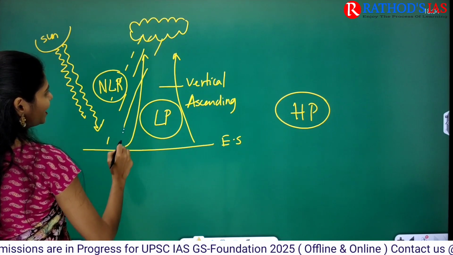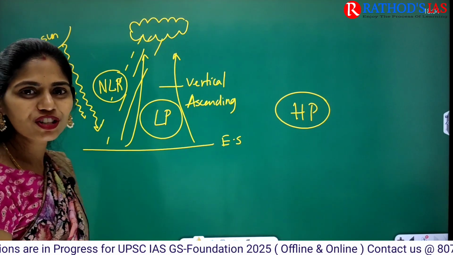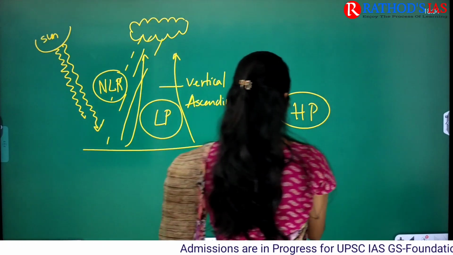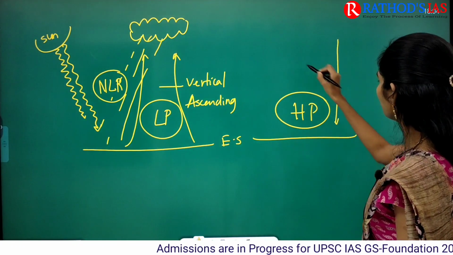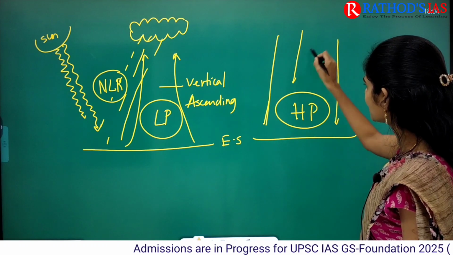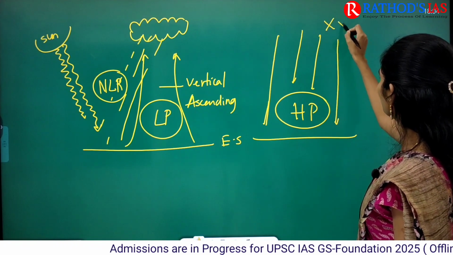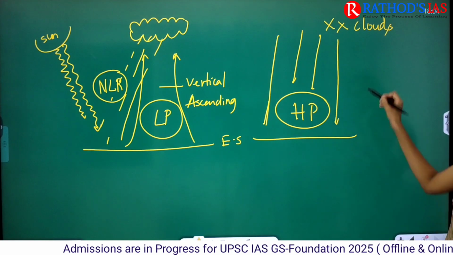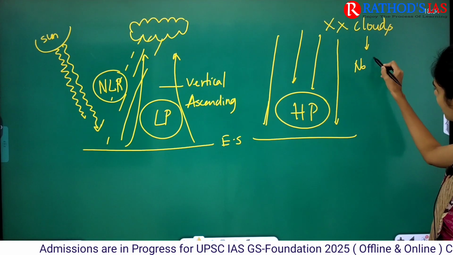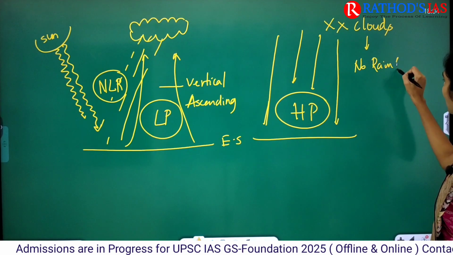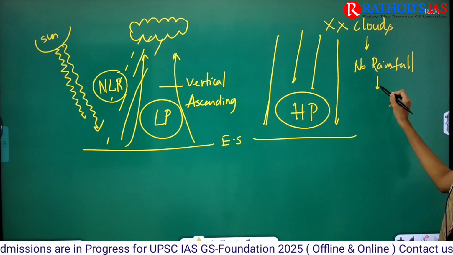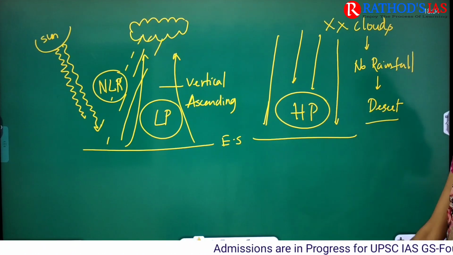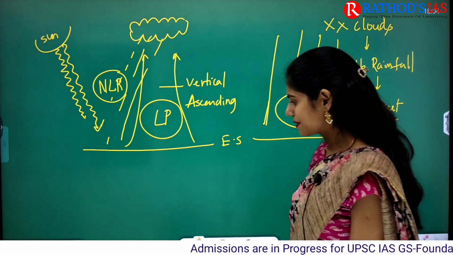So whenever there is rainfall, is there a chance of formation of desert? No. But what happens in a high pressure area is, instead of ascending, winds come downwards. So there will be no formation of clouds. Whenever there is no formation of clouds, there will be no rainfall. Whenever there is no rainfall, that leads to desert formation. So this is one important concept.